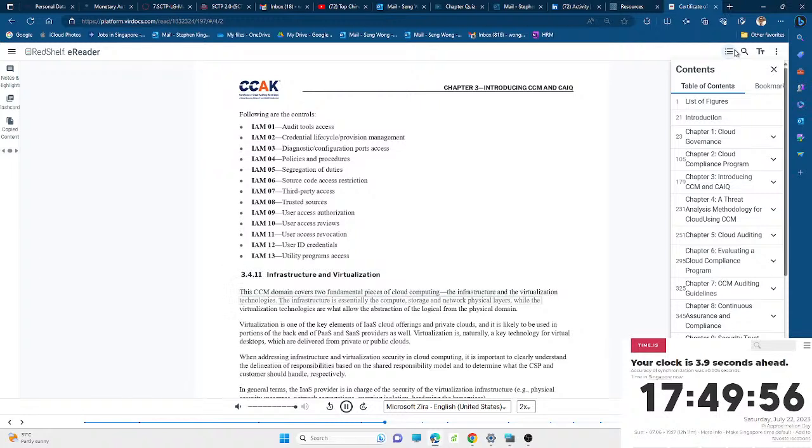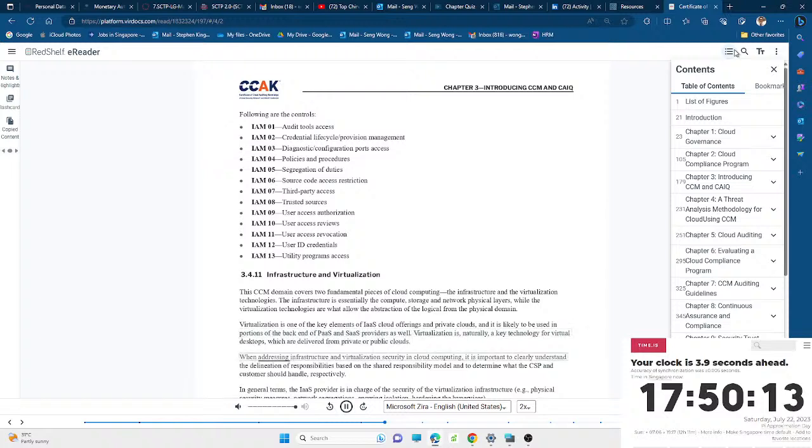The infrastructure is essentially the compute, storage, and network physical layers, while the virtualization technologies are what allow the abstraction of the logical from the physical domain. Virtualization is one of the key elements of IaaS cloud offerings and private clouds, and it is likely to be used in portions of the backend of PaaS and SaaS providers as well. Virtualization is, naturally, a key technology for virtual desktops, which are delivered from private or public clouds.